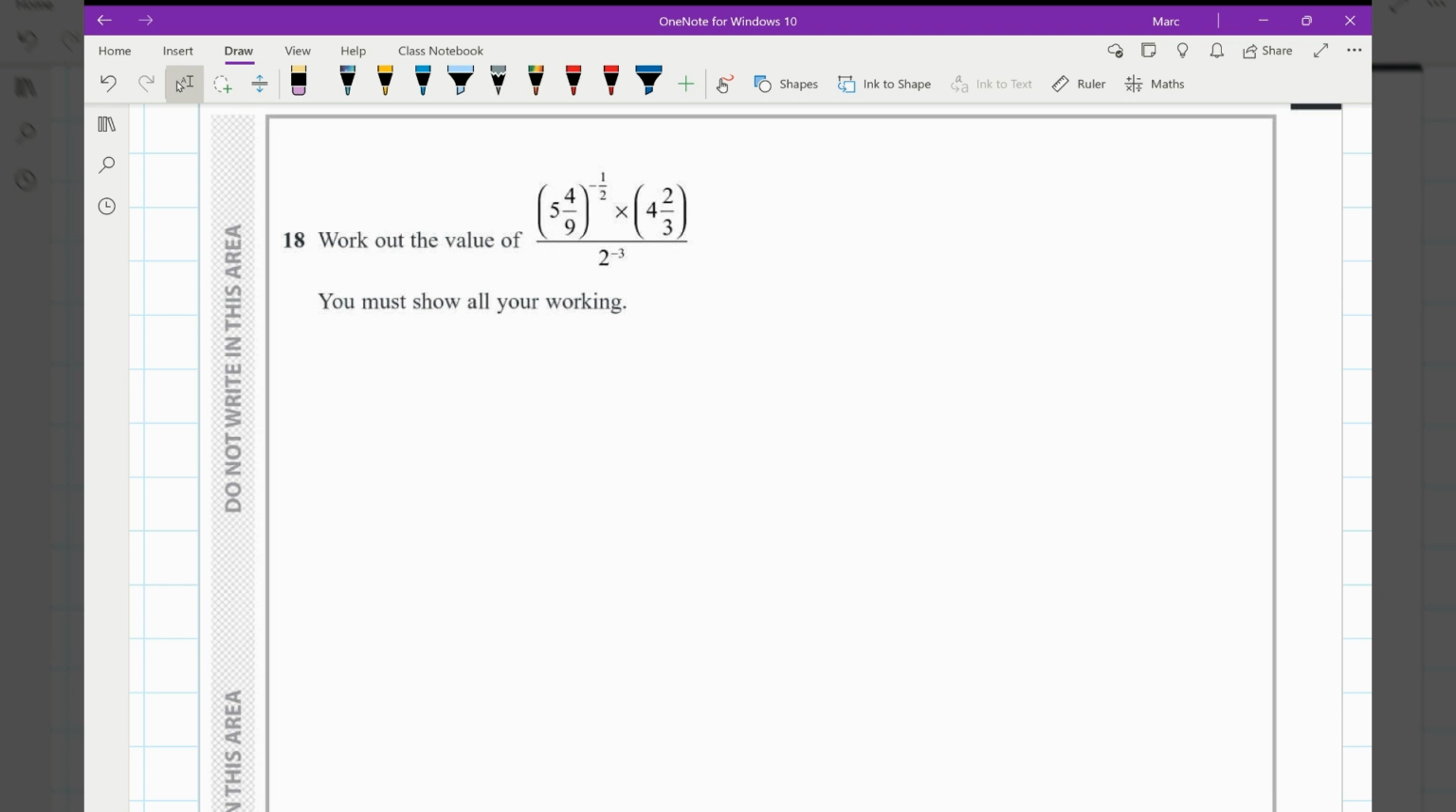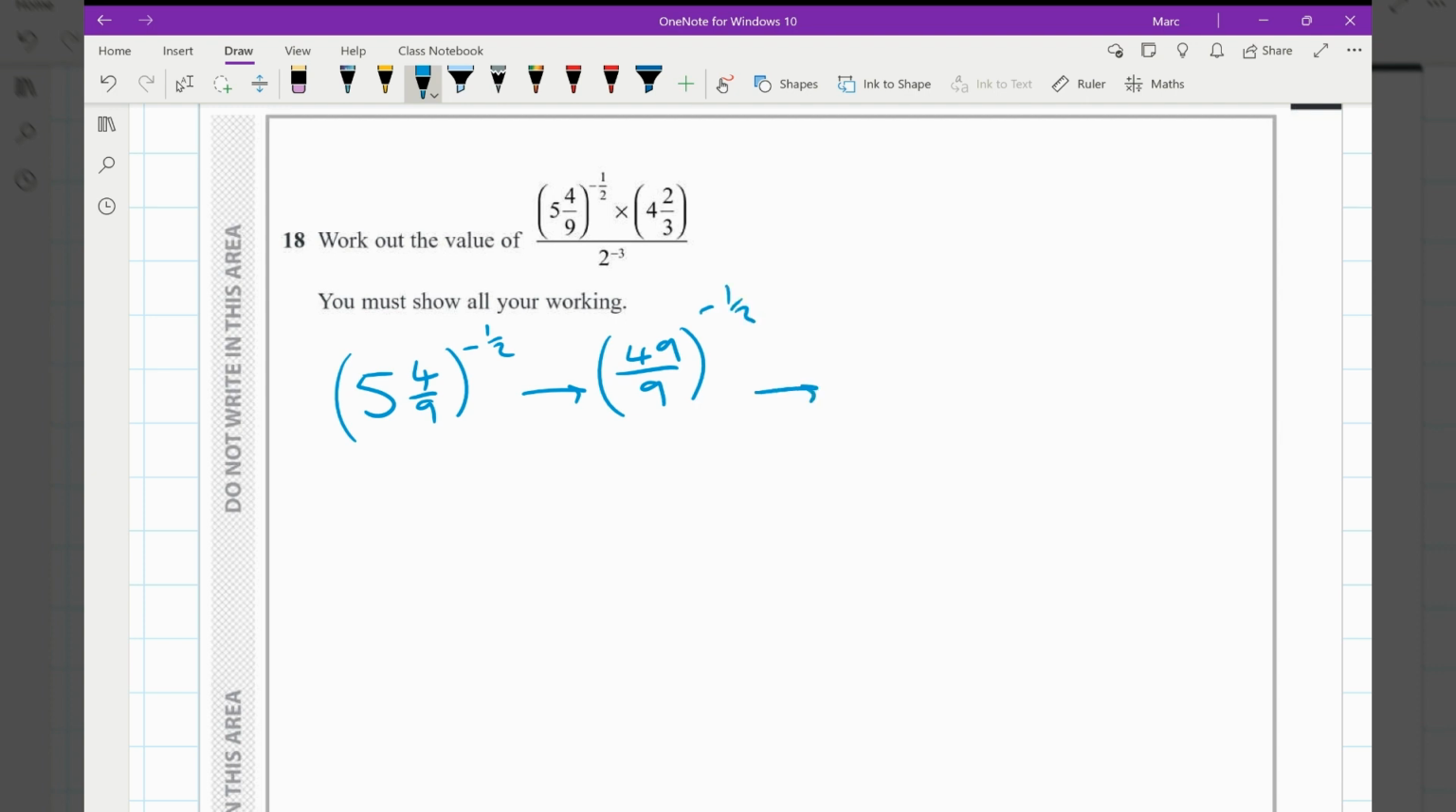Hi, so question 18. I'm going to do each of these little components one by one. So 5 and 4/9 to the negative a half. Before I do anything with that, I'm going to turn 5 and 4/9 into a top-heavy fraction. 5 times 9 is 45. Add the 4, 49 over 9 to the negative a half.